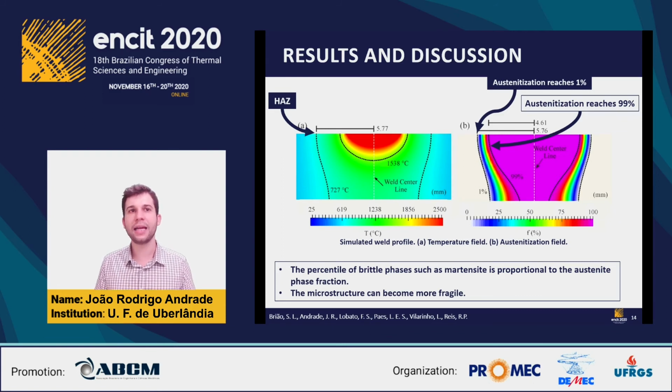the welding center line. Then the criterion usually applied considering only the critical temperature is already sufficient to limit the largest region where microstructure changes could occur. However, the identification of regions with lower and higher degree of austenitization is also important for welding, since if the component is subjected to a steep cooling rate, the percentile of brittle phase, such as martensite, can be computed, since it's proportional to the austenite phase fraction.